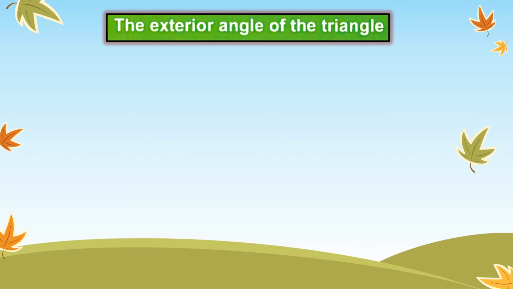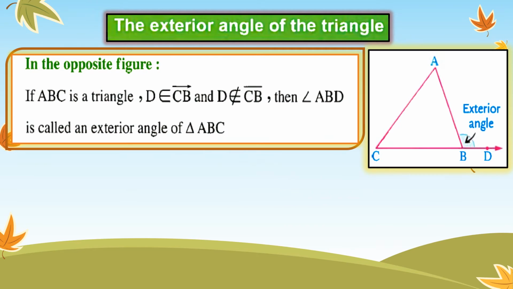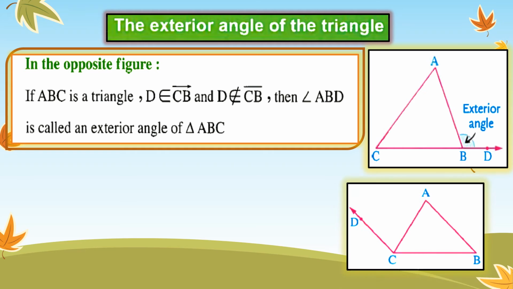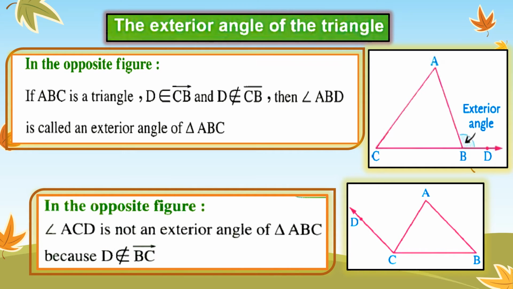Okay, now the exterior angle of the triangle. In the opposite figure here, if ABC is a triangle, D belongs to the ray CB and D does not belong to the line segment BC, then angle ABD is called an exterior angle for the triangle ABC. But here in this figure, is angle ACD an exterior angle? No, it's not an exterior angle. Angle ACD is not an exterior angle of the triangle because it does not belong to BC as a ray.